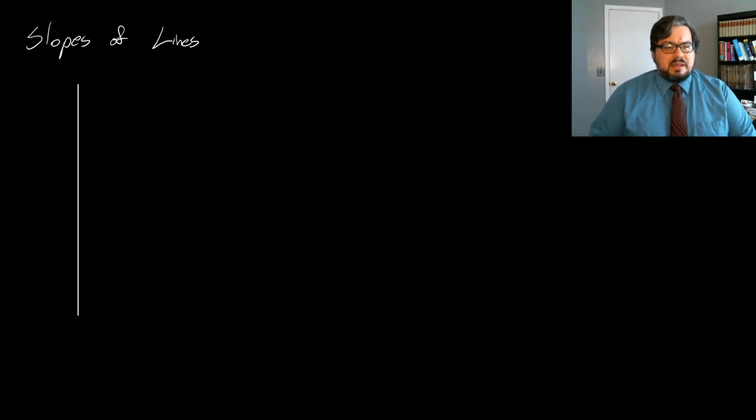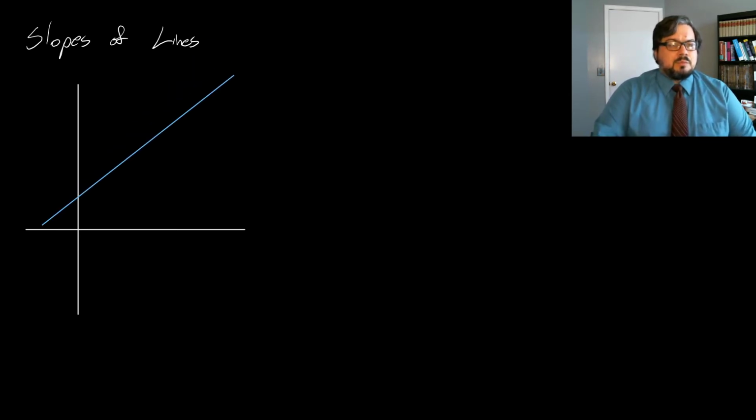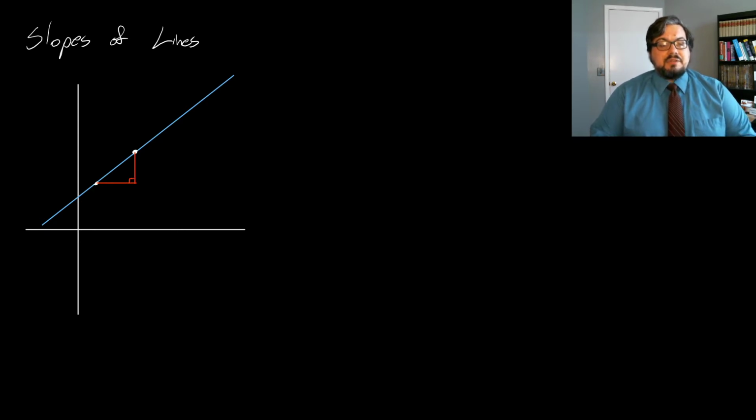If we take a graph like this, and let's say we've got a line here. What I want to do is look at two different points on this graph, and I want to do the same sort of thing we did last time when we were looking at the distance between 2 points. And I want to consider this triangle. Now this right triangle here connects up the 2 points that we're looking at.